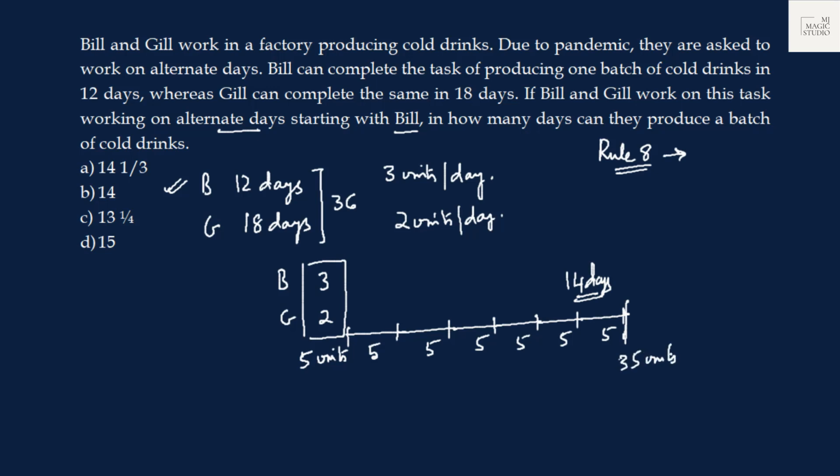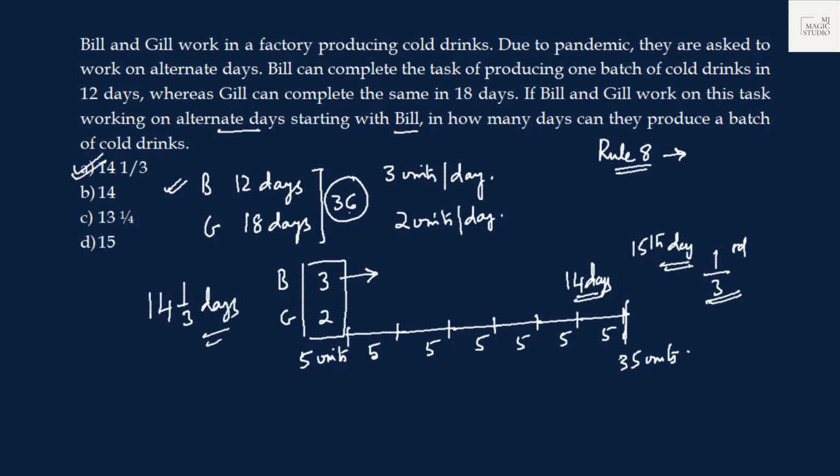35 units are produced. Now, on the 15th day, what is happening? Who is coming on the 15th day? Bill is coming on the 15th day, and he is supposed to produce only 36 minus 35, that is 1 bottle. So, Bill will take 1/3 of the day to complete the remaining task. Total days required are 14 1/3 days. That's option A. Please again go through rule 8 where we have solved different variants of alternate days work questions, and go through it to dwell deeper into the concepts.